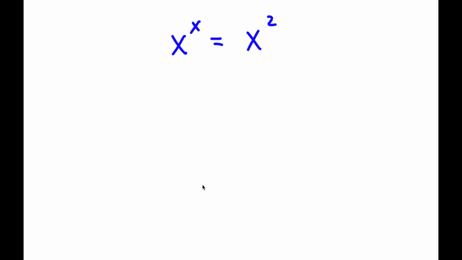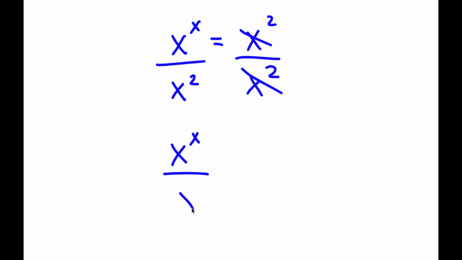Alright, so in this problem, I have x to the power of x is equal to x to the power of 2. To solve this, the first thing I'm going to do is divide both sides by x to the power of 2. Then these two cancel out, and I'll be left with x to the power of x over x to the power of 2 is equal to 1.